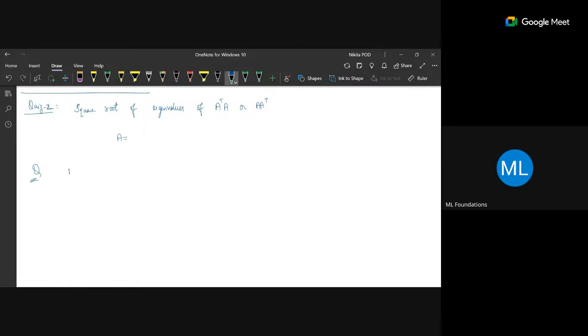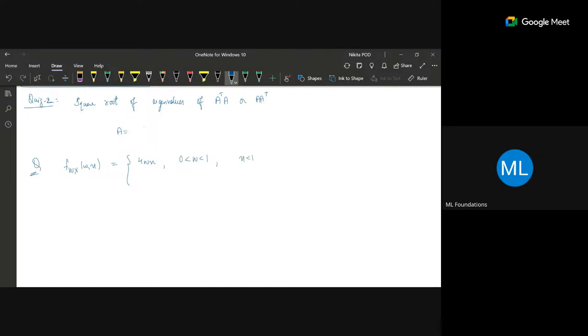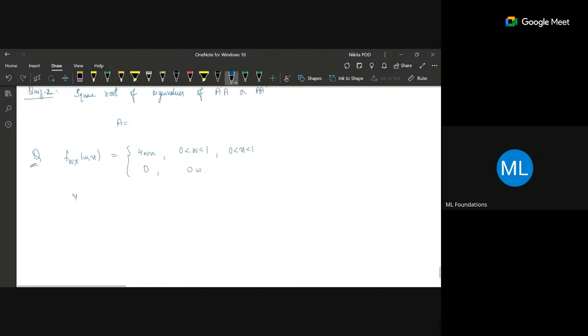Let's say you have the joint distribution of W and X. F of WX is given to you, which is 4 times WX for W lying between 0 and 1 and X lying between 0 and 1, 0 otherwise. You define y to be w square and z to be wx. Now find the distribution g of y z. Can you try this?